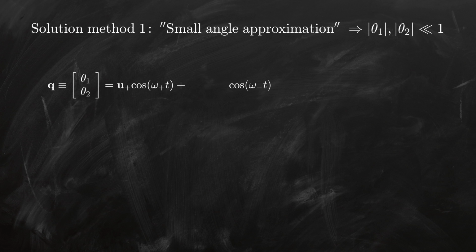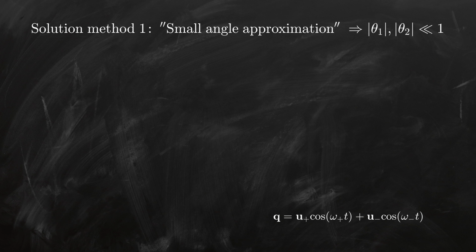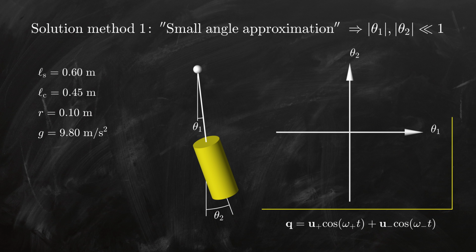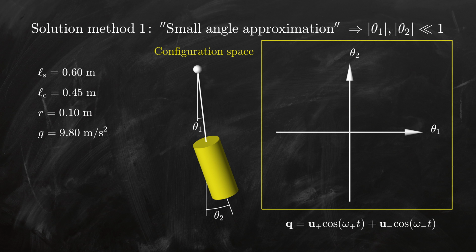I want to spend the rest of the video discussing how we can interpret this solution. So let's bring back the cylinder. I'll write down the physical parameters I've been using on the left. Let's also introduce a generalized coordinate space, where the axes represent θ1 and θ2. This space is usually called configuration space, because a given point in it represents some particular configuration of our system.